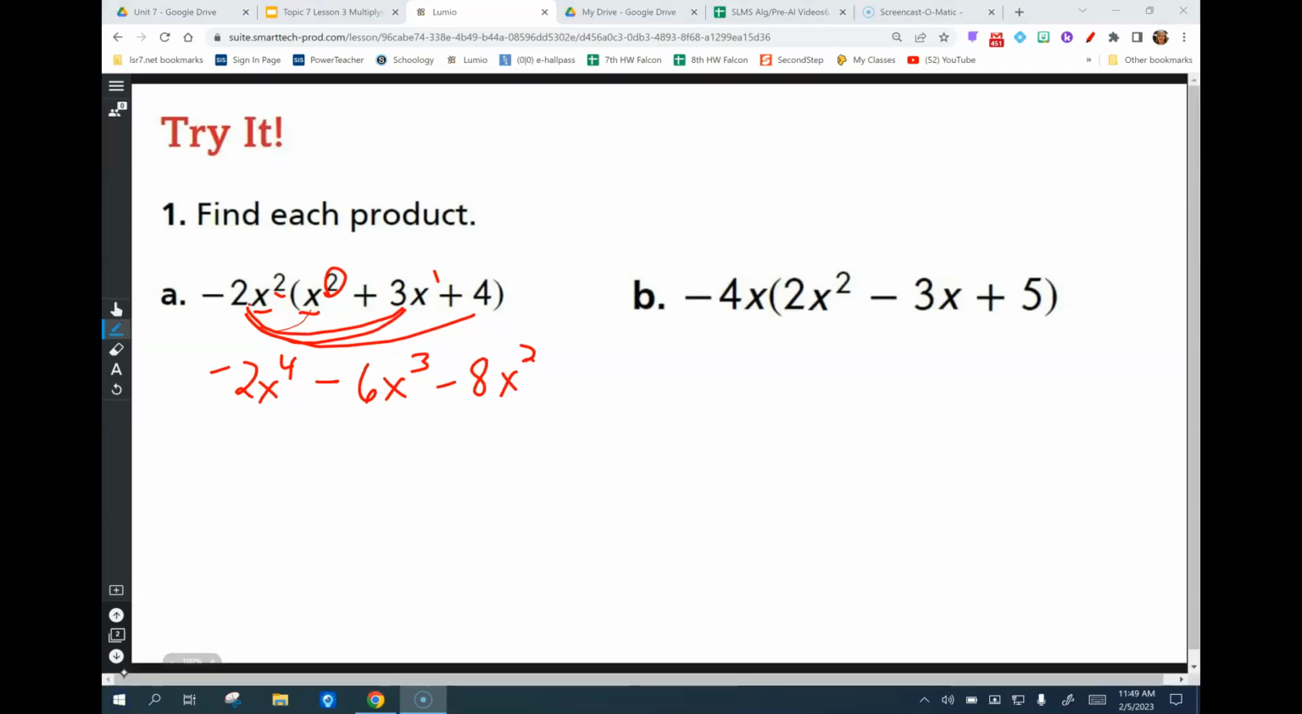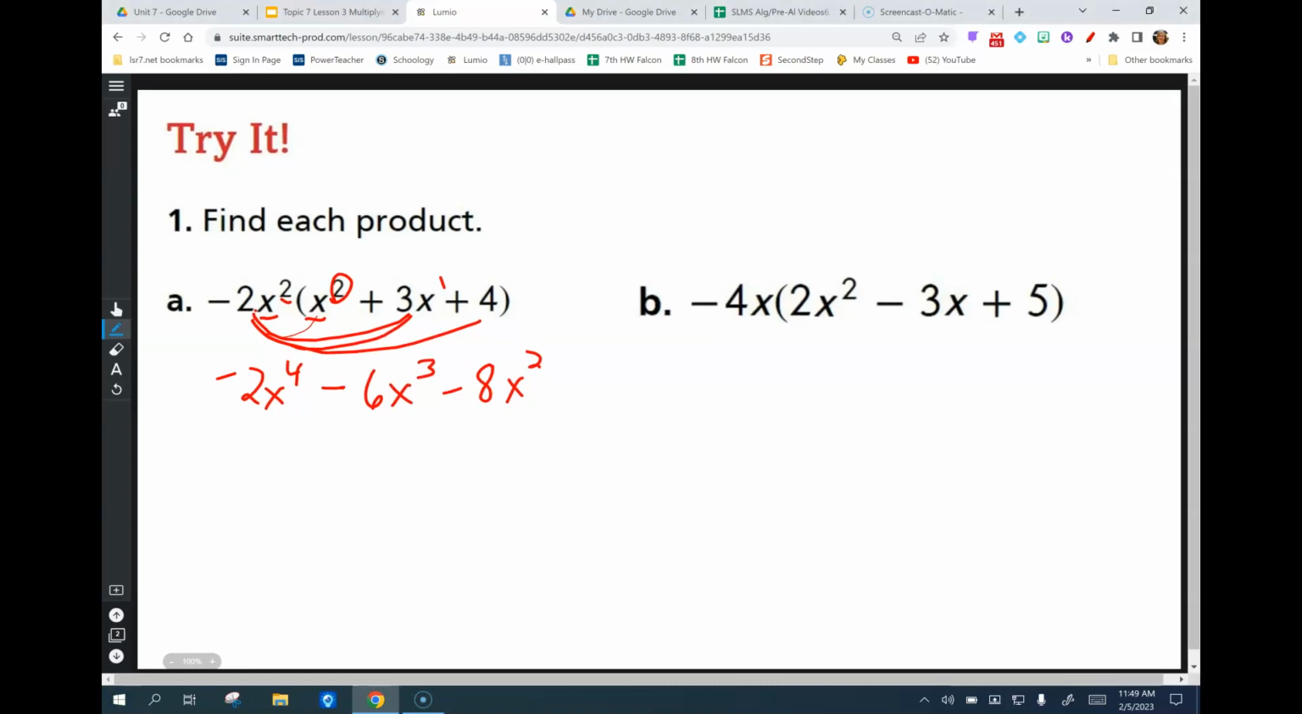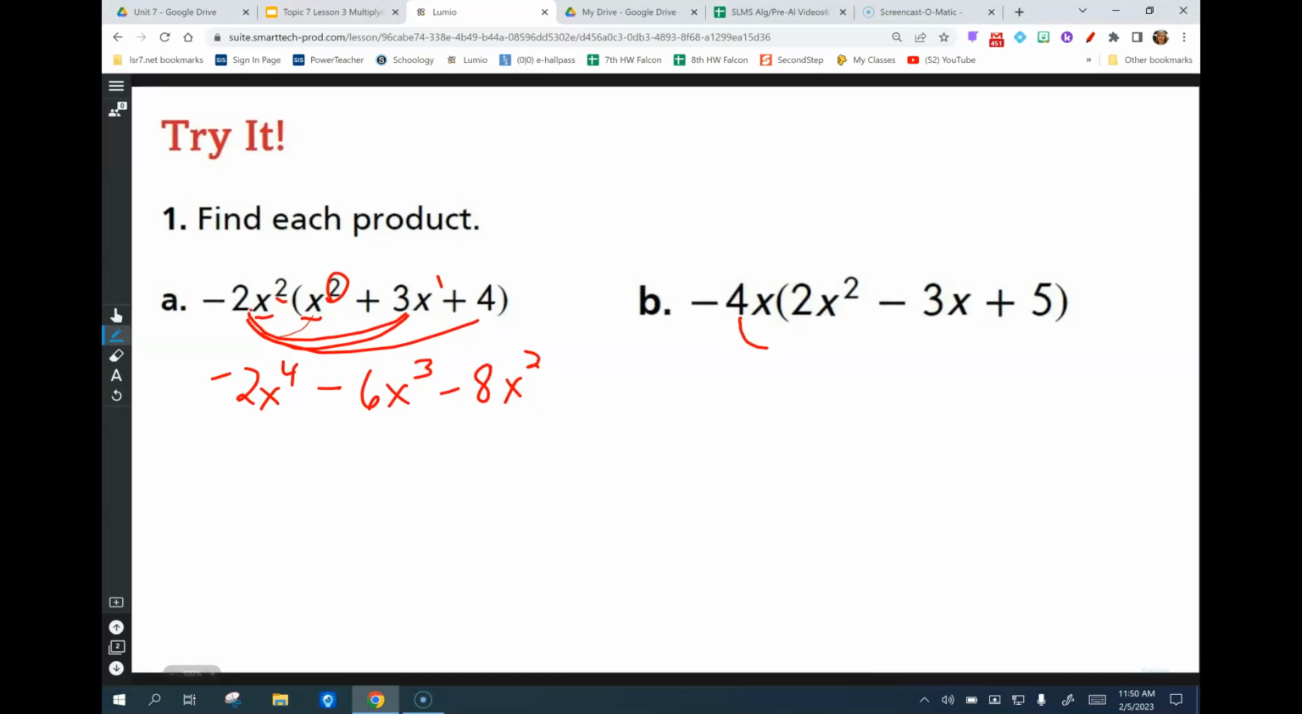So you've had a chance to do B. So now we're going to multiply right here, and we're going to take negative 4x times 2x squared. That's a negative 8x cubed. Negative 4x times negative 3x is a positive 12x squared. And then negative 4x times 5 would be negative 20x. Okay, no problem there. It's just distributive property, but now it's got that added bonus of we get to deal with exponents too, so it's kind of cool.